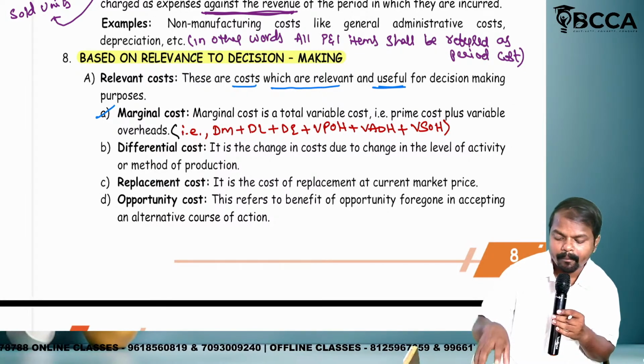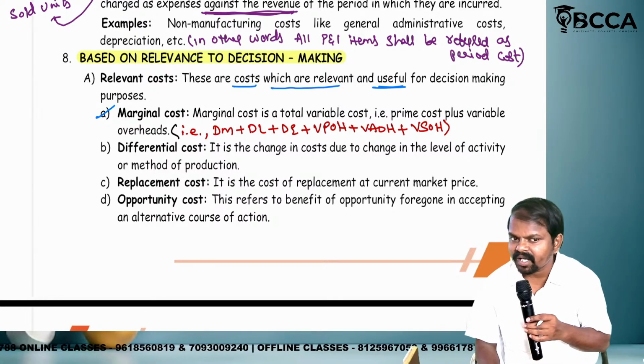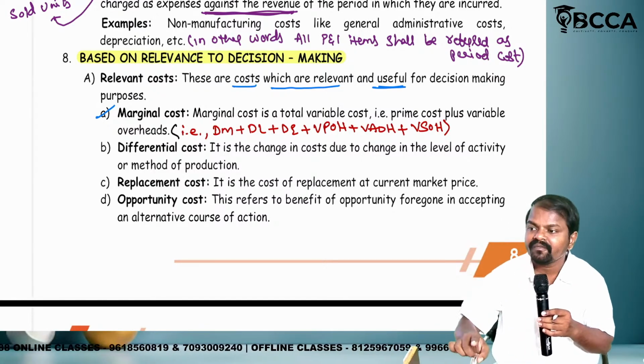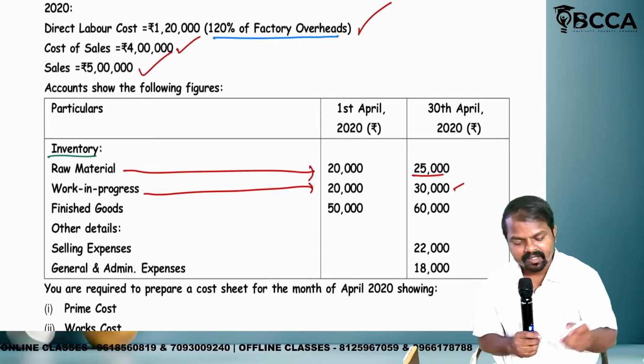This is the marginal cost definition. Marginal cost will be helpful for current year addition, not helpful? Will be helpful. Clear? Come on, my dear friend. Listen.